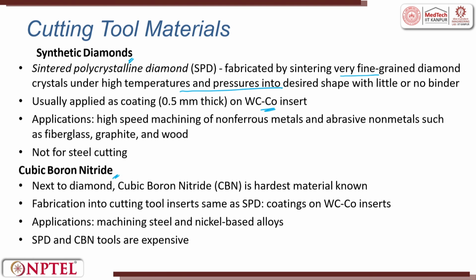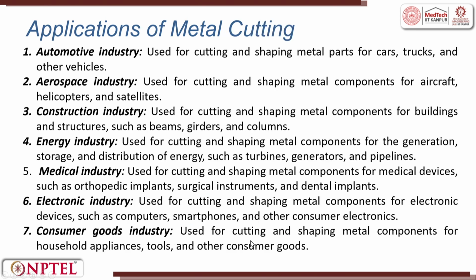CBN is next to diamond. Diamond is the hardest, and next is cubic boron nitride, which is the hardest material known. The fabrication into cutting tool inserts is the same as for PCD. Nickel machining and titanium machining can happen by using CBN.